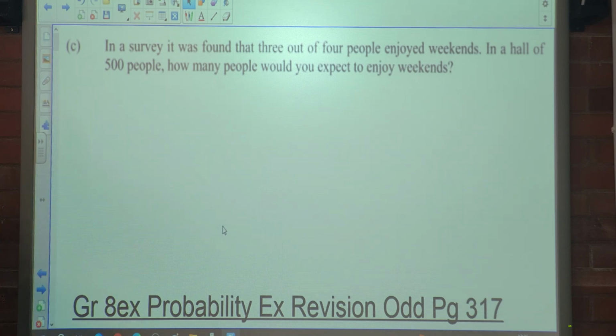In C, a survey was found that 3 out of 4 people enjoyed weekends. Who doesn't enjoy weekends nowadays? Who doesn't enjoy weekends yet? Well, the ones that are not here today, probably.